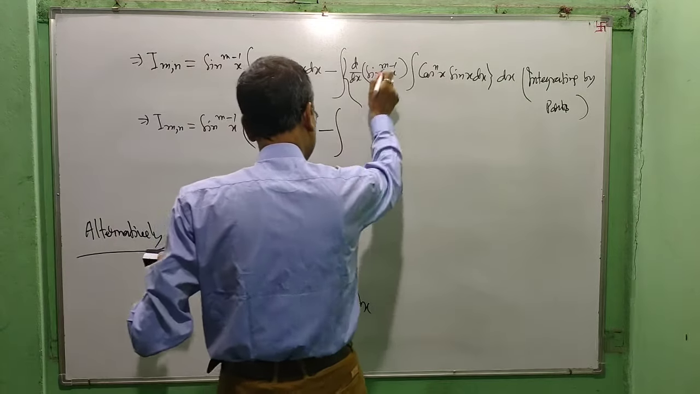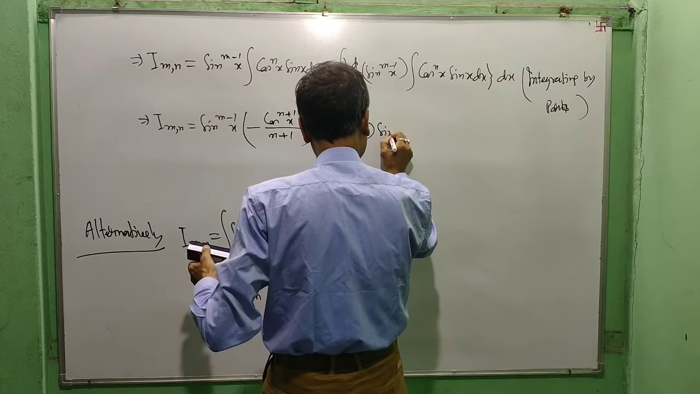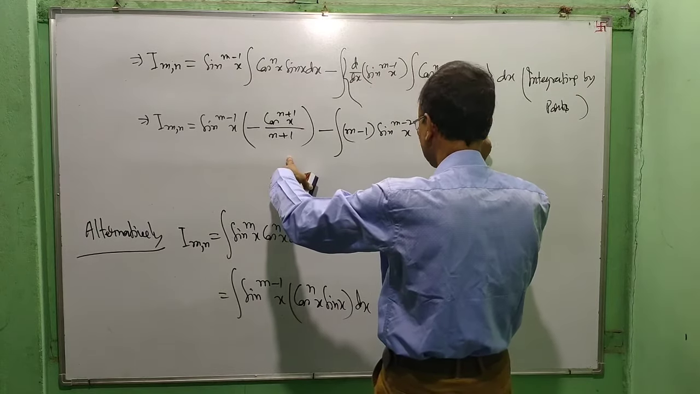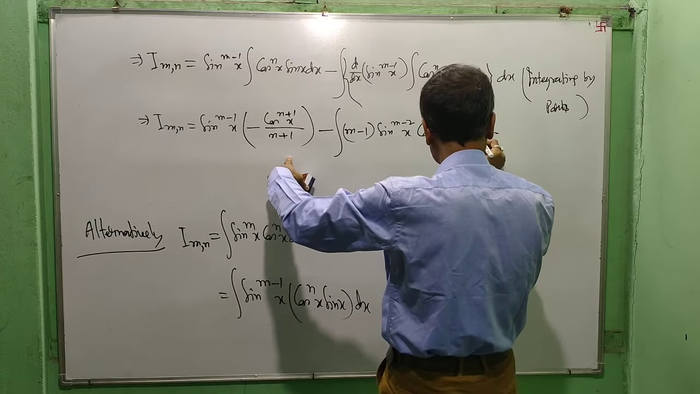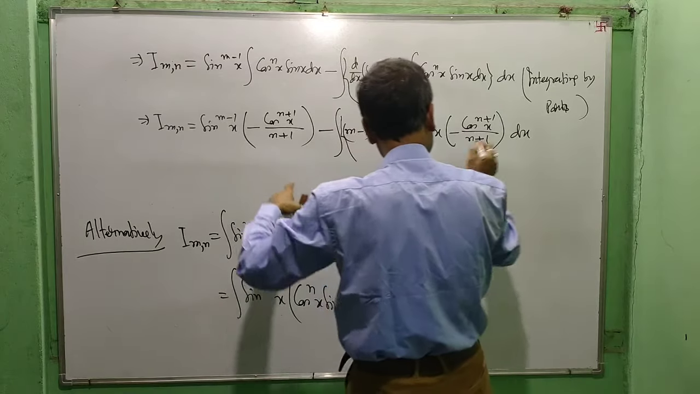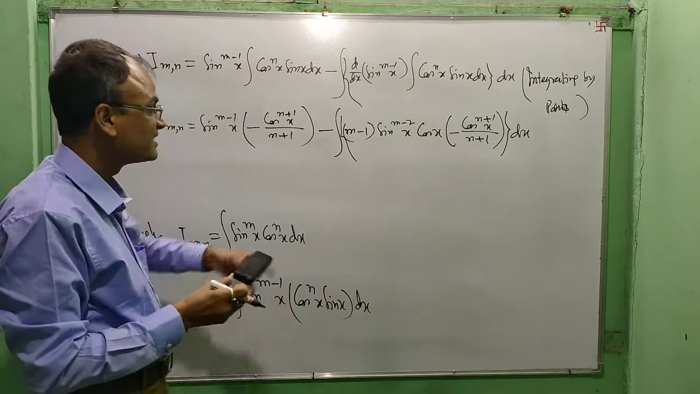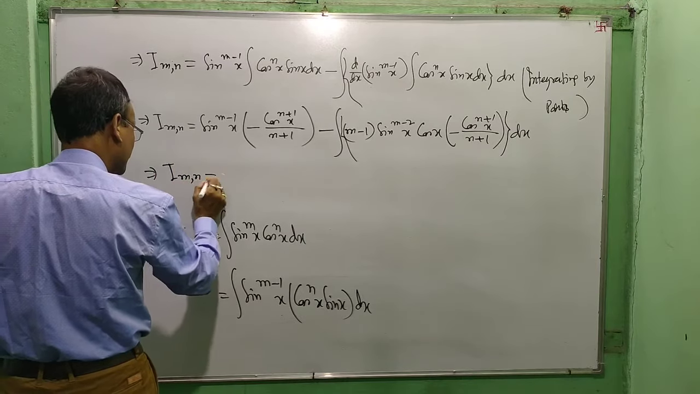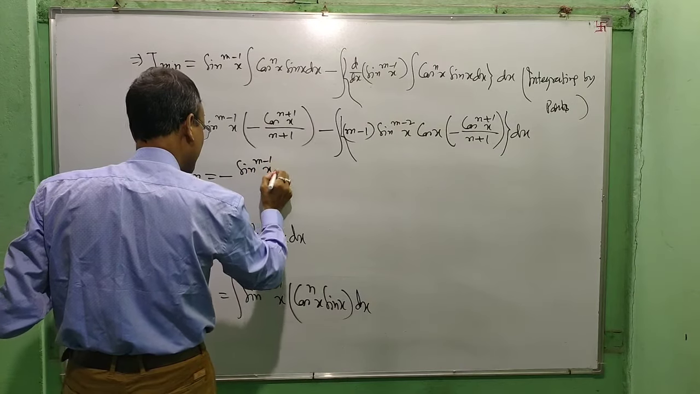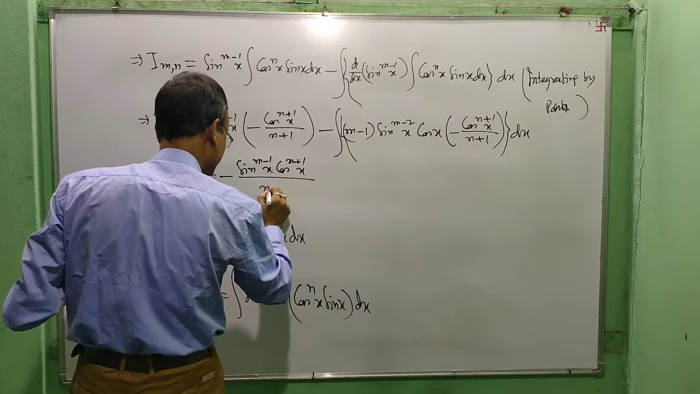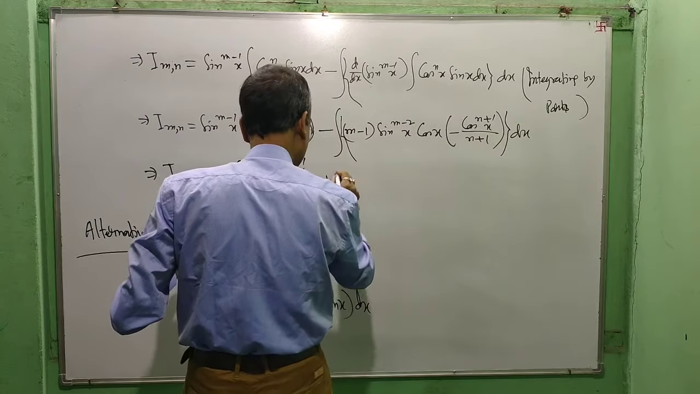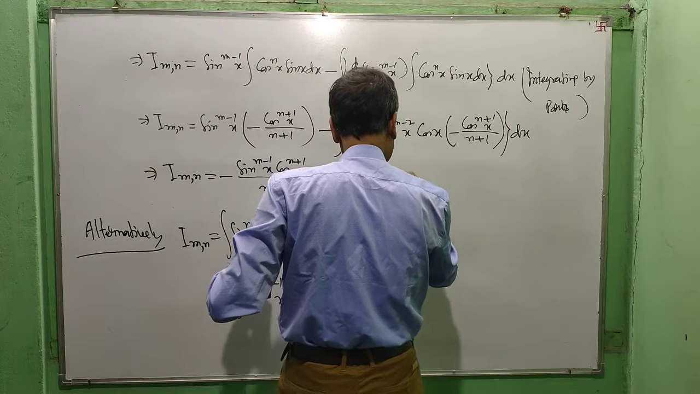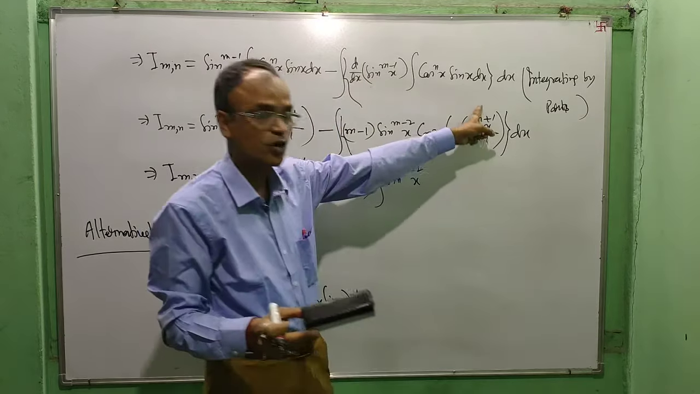We will get this. Minus differentiation of this will be equal to (m minus 1) sin to the power (m minus 2)x, the differentiation of sin x is cos x, into the integration of this, minus cos to the power (n plus 1)x divided by (n plus 1). Differentiation of this into integration of this. Now, this means I_mn equal to minus sin to the power (m minus 1)x cos to the power (n plus 1)x divided by (n plus 1), plus (m minus 1) by (n plus 1) integral sin to the power (m minus 2)x cos x into cos to the power (n plus 1)x.